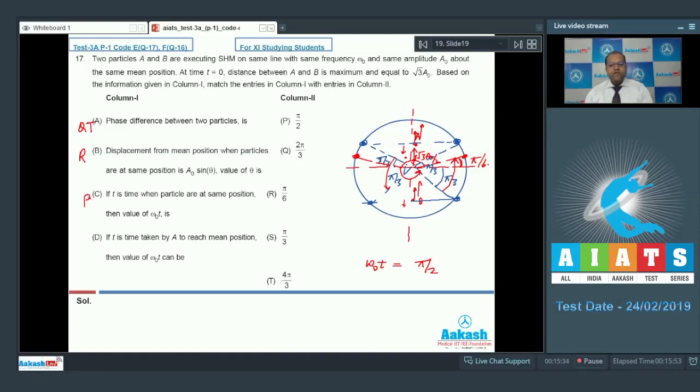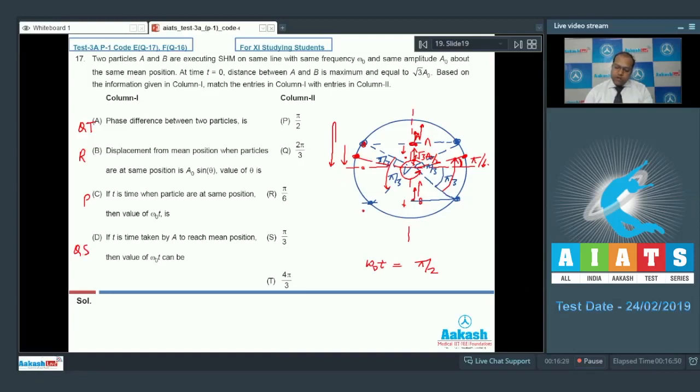And in entry D, if t is the time taken by A to reach mean position, then the value of omega naught t can be. So in that case, if A has to reach the mean position, this is A and this has to reach the mean position, then A has to move in this way and reach the mean position. In that case, it has to travel an angle of 120 degree or 2 pi by 3. So the correct matching will be Q. If this has to move to this position, then the angle it has to rotate is pi by 3. So the correct matching will be S.